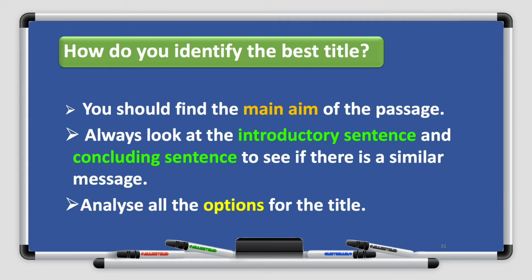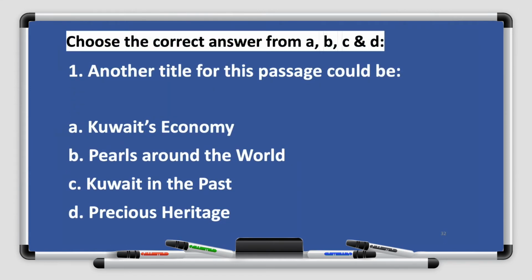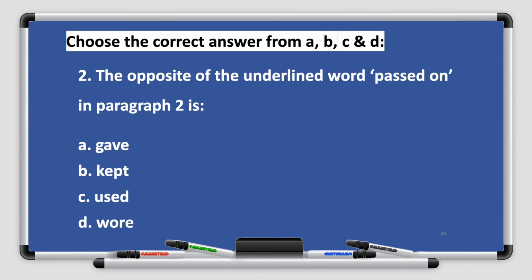Analyze all the options for the title. Now let's read the options. A. Kuwait's economy. B. Pearls around the world. C. Kuwait in the past. D. Precious heritage. The correct answer is precious heritage. Number 2. The opposite of the underlined word passed on in paragraph 2 is.